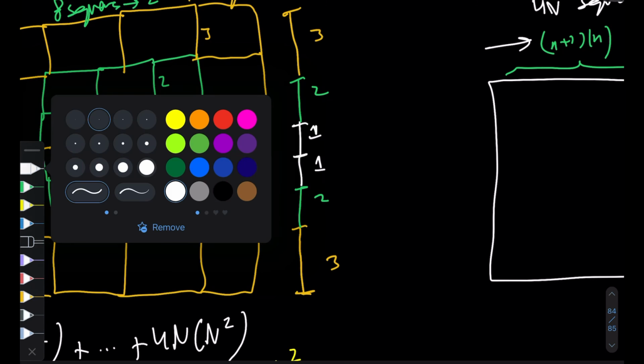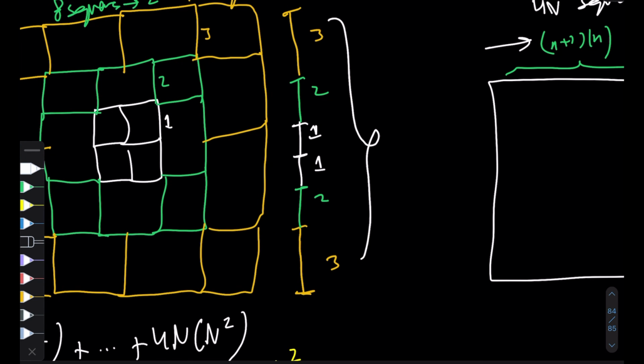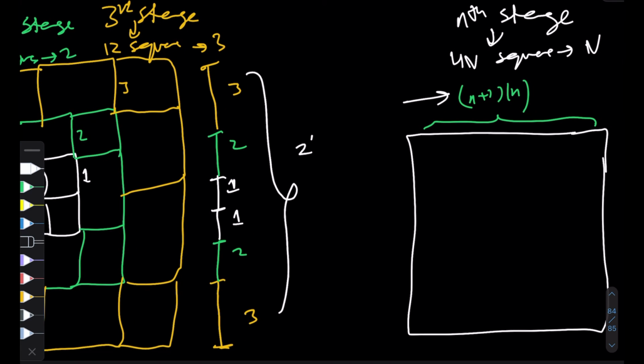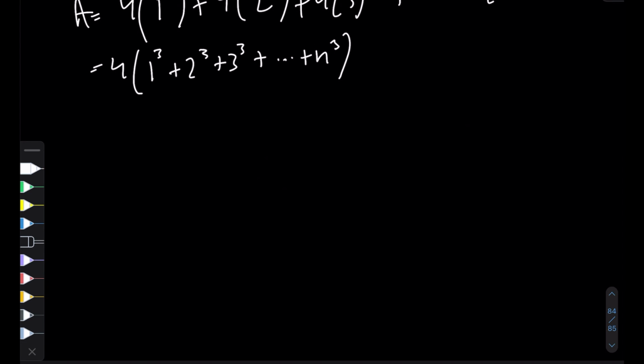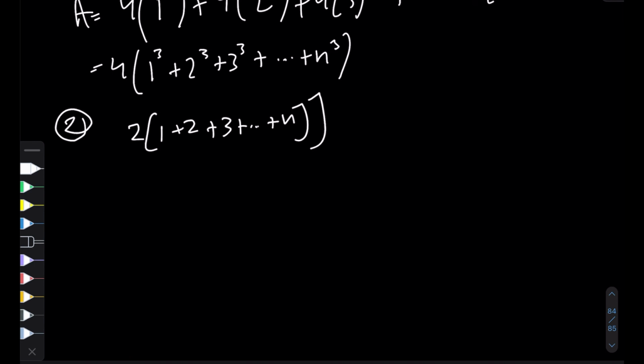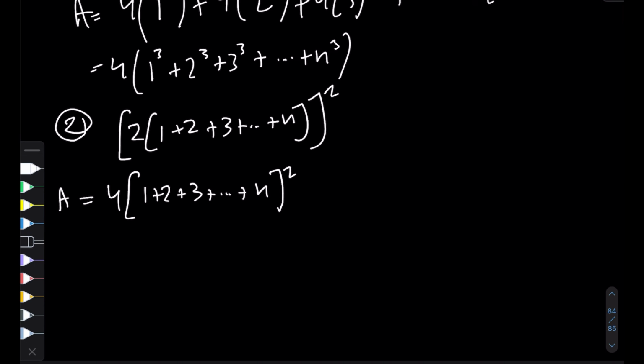So in other words, for the third stage, my length will be 2 times 1 plus 2 plus 3, right? And so in general, this is my second method, my length will be 2 times 1 plus 2 plus 3 all the way to n, and this is the length, so I need to square it to get the area, which turns out to be 4 into 1 plus 2 plus 3 all the way to n, squared, and this is equal to the area.